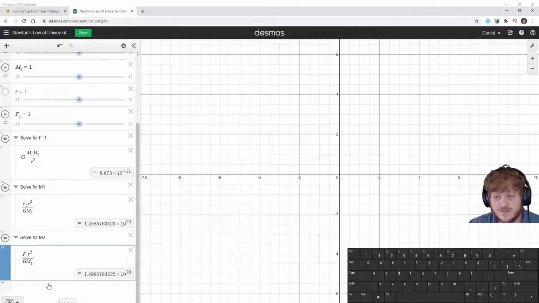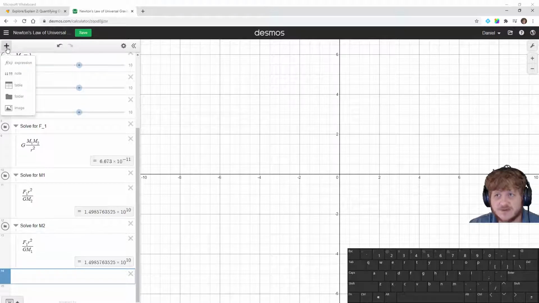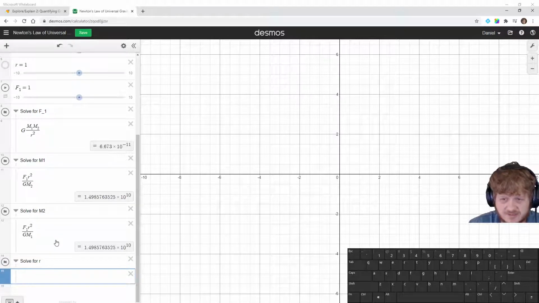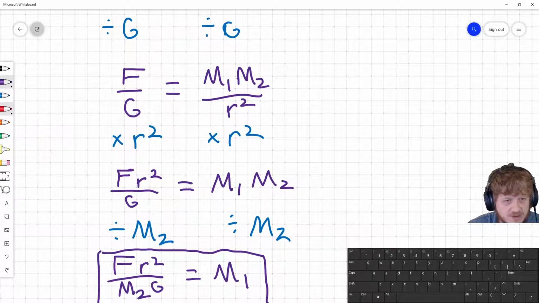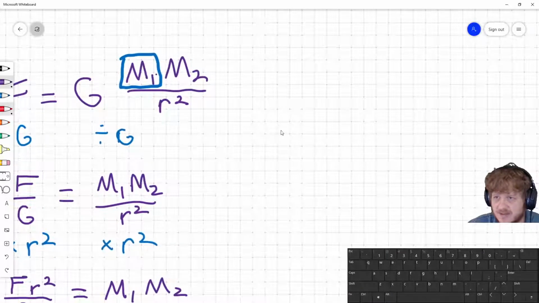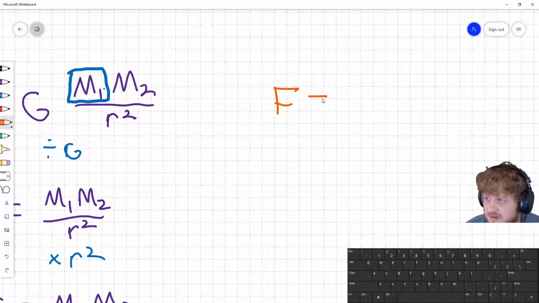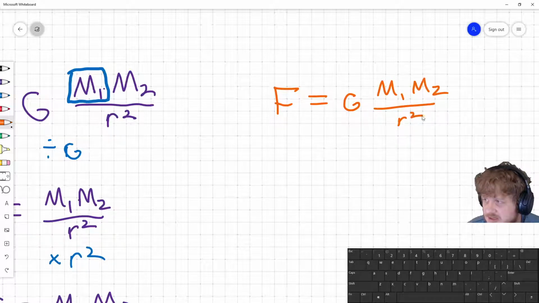All right, so now that we've solved for M2, we need to solve for our last thing, which would be R. So I'm going to make a folder that says solve for R. I'll do R in lowercase, and so we'll hit enter here, and now we'll swap back to the whiteboard. And so we'll start back up at the beginning. I'm going to rewrite the equation so I can start solving for R. So I have F equals G M1 M2 over R squared.